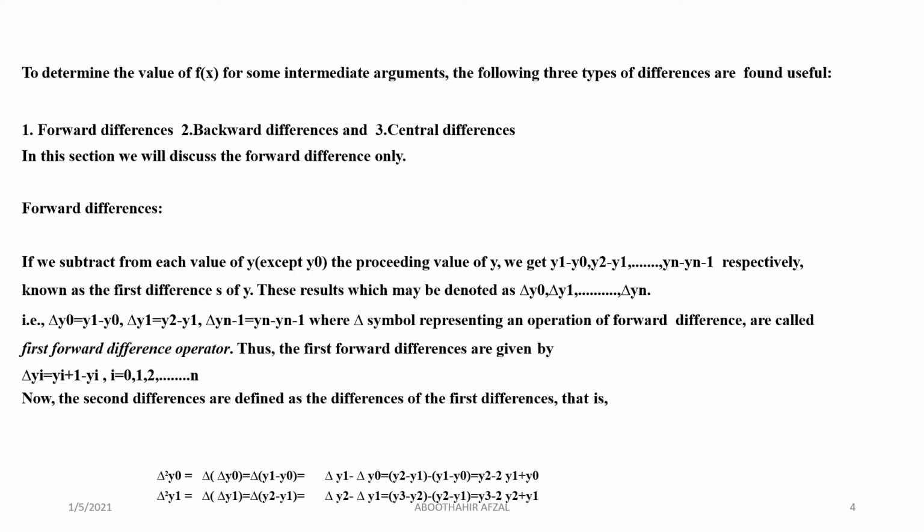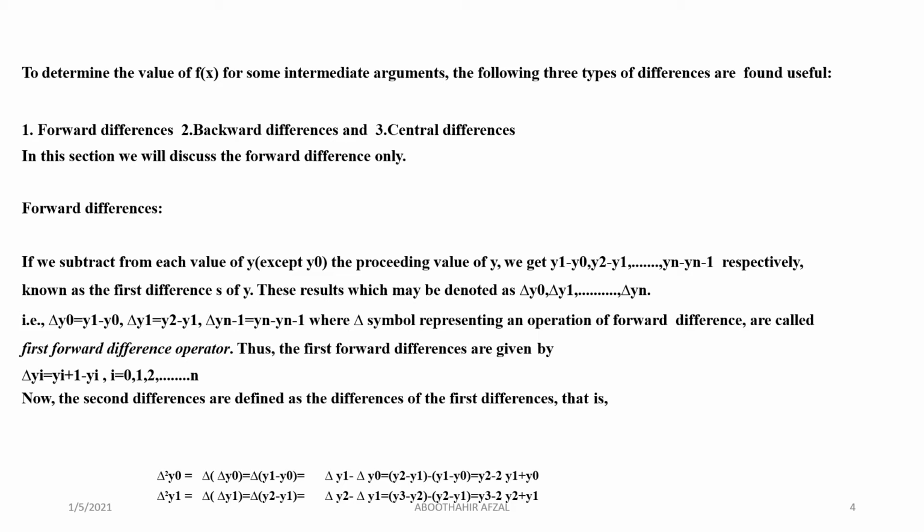So you can express the second difference in terms of the differences of y values. Basically the second difference is nothing but the difference of the first differences. If you subtract the first difference from the succeeding value of the first difference, you will get the second difference. That is what you call the second difference operator, that is delta square.